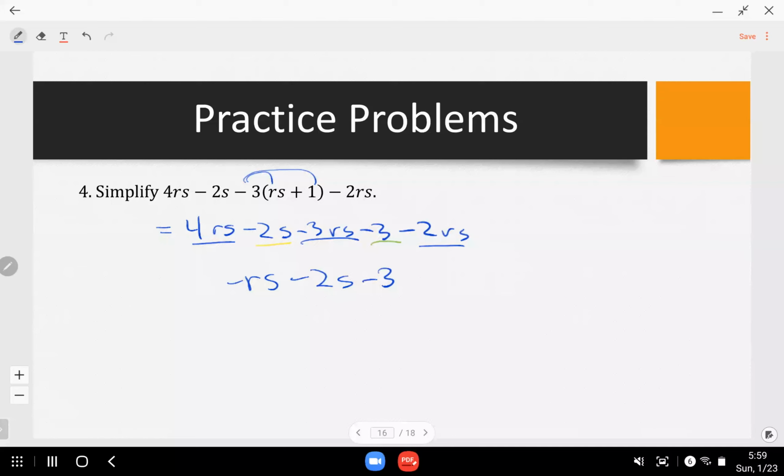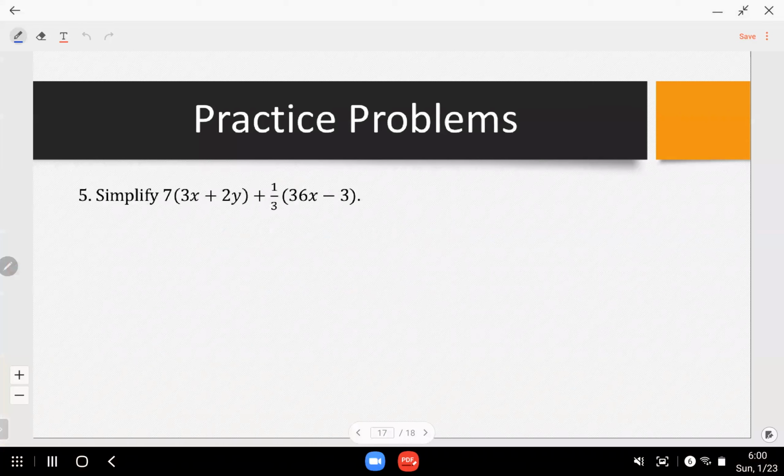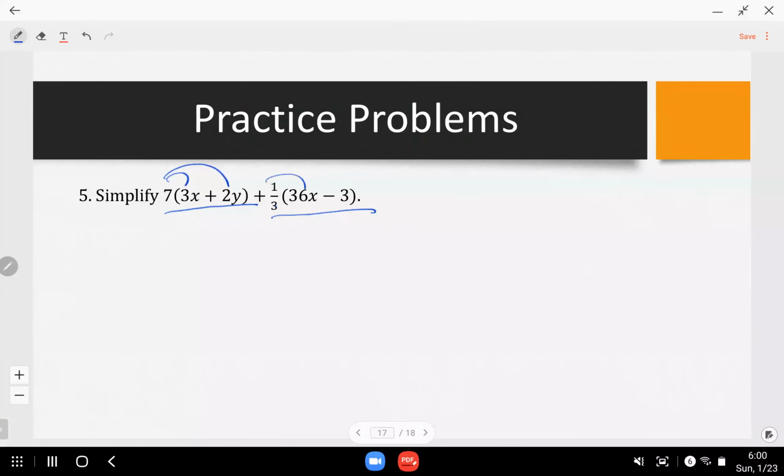Are there any questions about this answer to this question? If there are no questions about this particular problem, then I'll move on to our next one. We have another set of parentheses here, so make sure you use distributive property and distribute to both terms. Then you multiply it out and you get 21x plus 14y plus 12x minus 1.